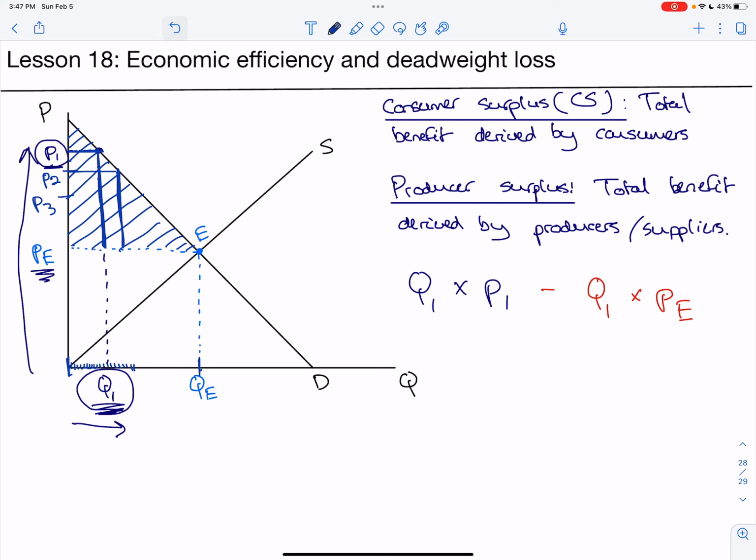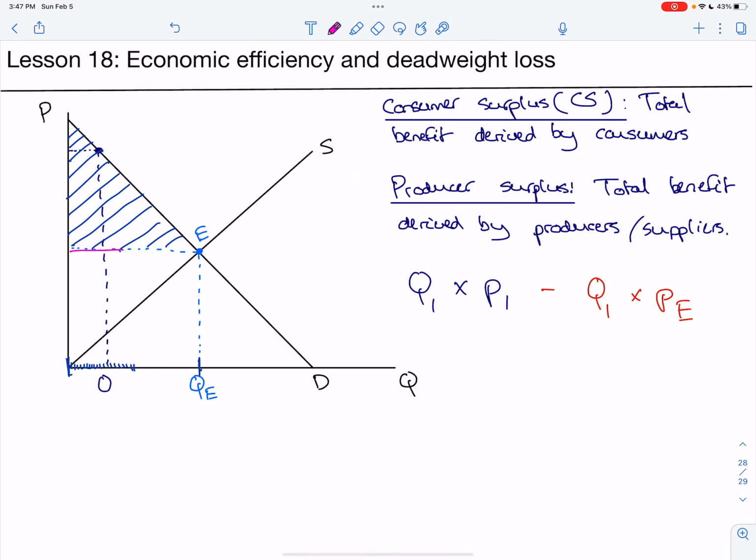So, what is the upshot of all of this? The upshot here is that the area above the price line, so this is the price line, and underneath the demand curve here, of course, limited by this axis here, all of that is my consumer surplus.